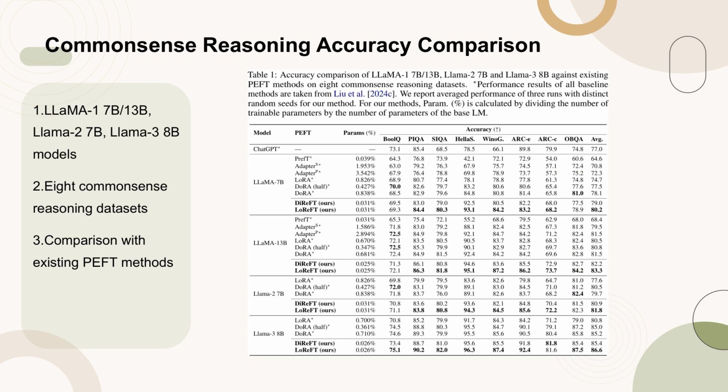Table 1 presents the accuracy comparison of Llama 1 7B/13B, Llama 2 7B, and Llama 3 8B models against existing parameter-efficient fine-tuning (PEFT) methods on 8 common-sense reasoning datasets. The datasets include BoolQ, PIQA, SIQA, HellaSwag, Winogrande, ARC-e, ARC-c, and OBQA. The performance results of baseline methods are taken from Liu et al. 2024, and the results for our methods are averaged over 3 runs with distinct random seeds. The parameter efficiency % for our methods is calculated by dividing the number of trainable parameters by the number of parameters of the base language model.